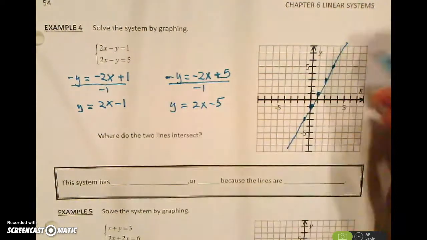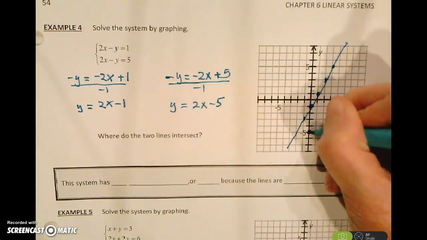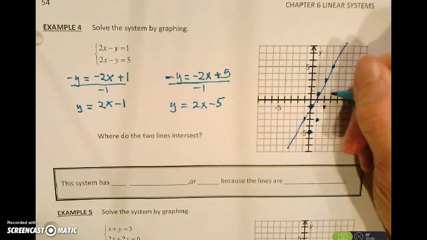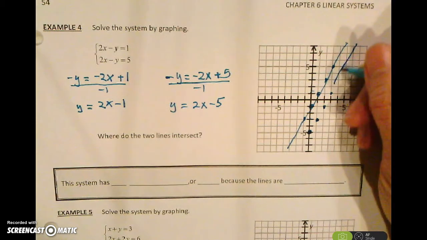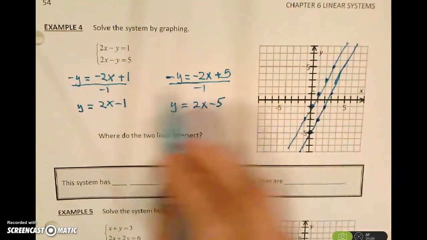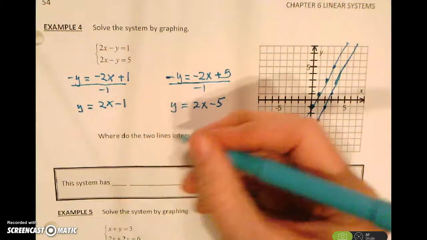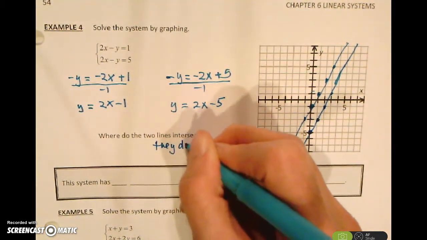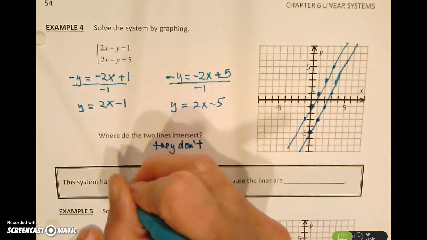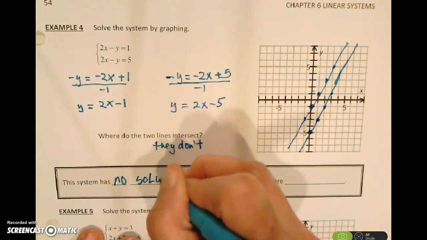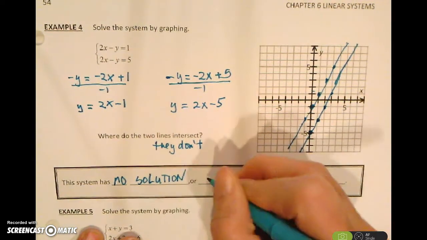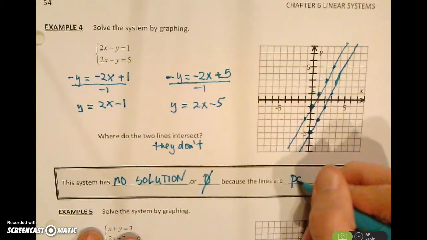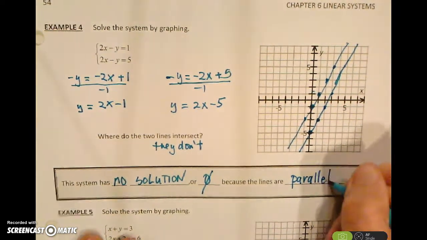These lines are parallel. It has a y-intercept of 5 and also a slope of 2 over 1. So we're going to kind of repeat the 2 over 1. And from previous experience, we know that those are parallel. So where do they intersect? They don't. So this system has no solution. Or we could draw the circle with a line through it, because the lines are parallel.